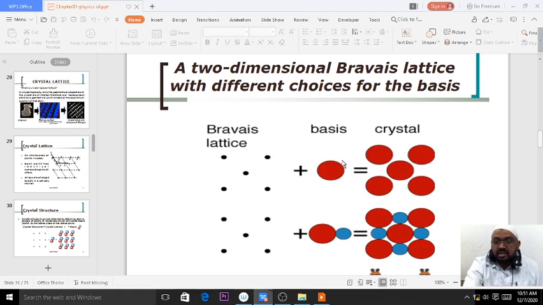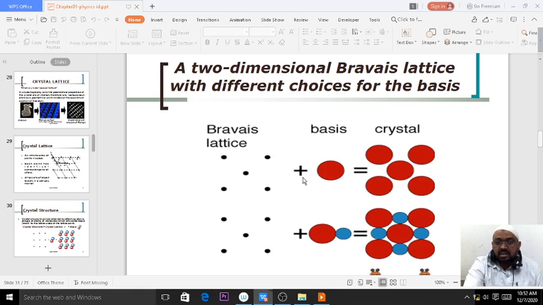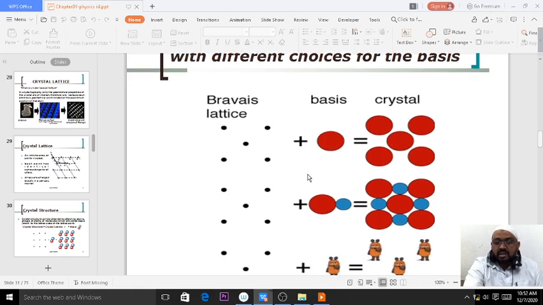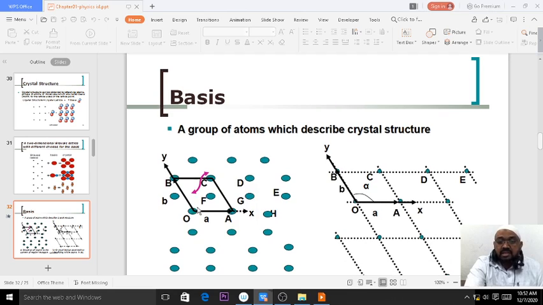So this Bravais lattice is combined with the basis. Now what is the meaning of basis? Simply, basis means the association of atoms, molecules or ions, or else constituent particles, and whatever we obtain here is nothing but the crystal structure. Now imagine what is happening in this particular slide. What is the meaning of crystal lattice here? Again, moving to the next one, what is actually the meaning of Bravais lattice? For your convenience, we will have more discussion on basis. A group of atoms which describe the crystal structure, we call the basis.